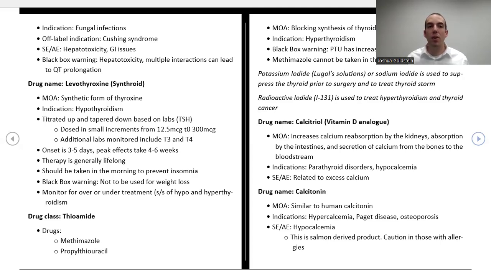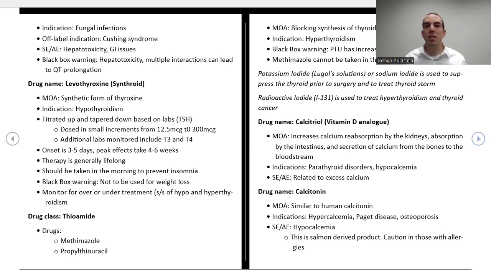Next, we're going to move on to the thyroid. The first medication we're going to talk about is levothyroxine. Levothyroxine is one of the 10 most prescribed medications in the United States. Hypothyroidism is very common, and this is the drug that we use to treat it. Levothyroxine is essentially thyroxine, which is T4, which is the most active of all the thyroid hormones in terms of executing the goals of the thyroid.